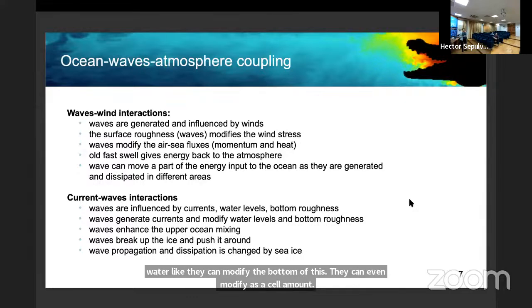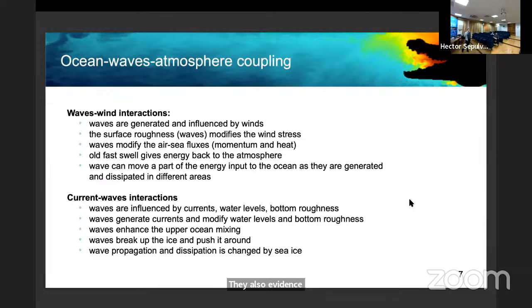They also enhance upper ocean mixing, and they can break the ice, push it, but also propagate through the ice. So these are all these processes that should be accounted for if you want to account for waves.